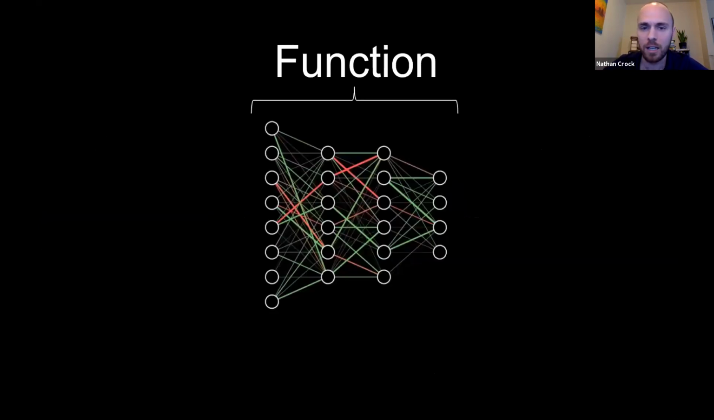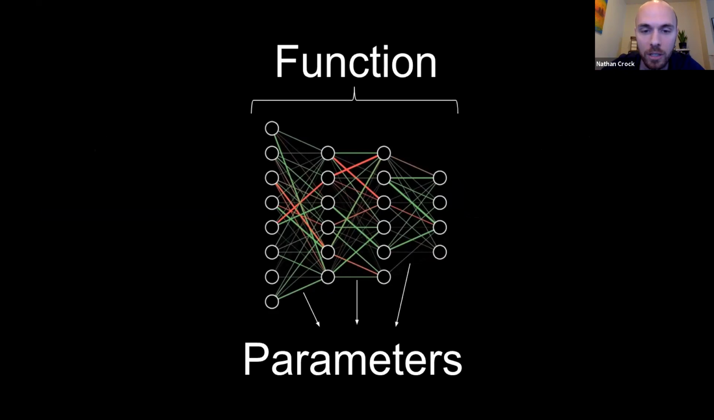So that performance, that cost, how does that translate to more complex things? Well, neural networks are just functions, okay? All of the little connections and weights, those are the parameters, just like we saw before.